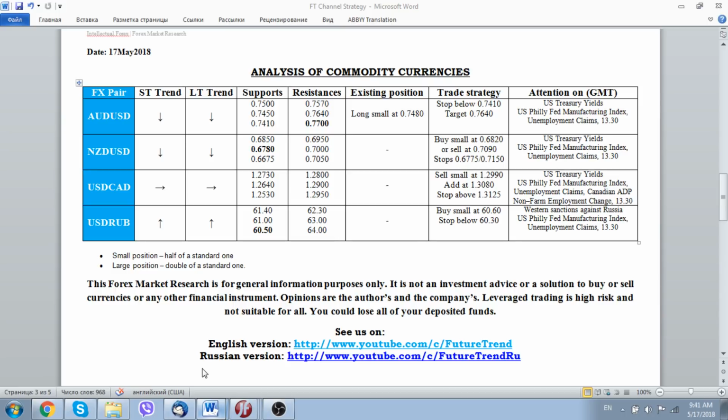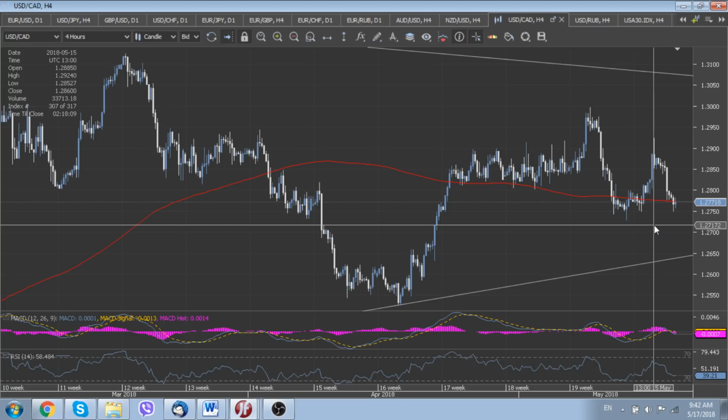Let's see the chart of dollar Canada. Yesterday, by the way, the pair reached levels above 1.29, but now it has rebounded back to the downside, and now we have the level of 1.2770. All in all, the situation still remains, as we suggest, quite favorable for another upside attempt of the Canadian dollar.